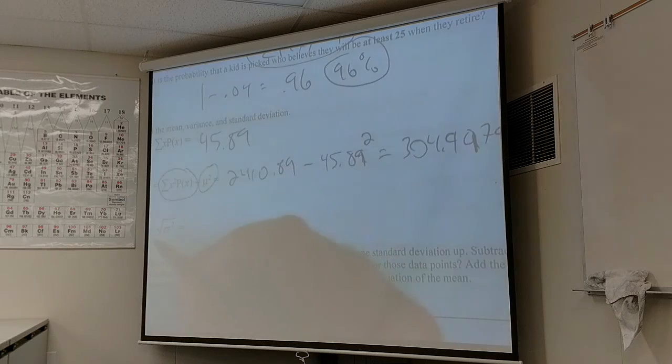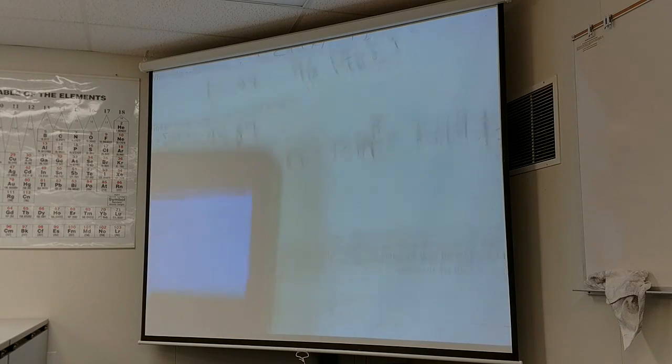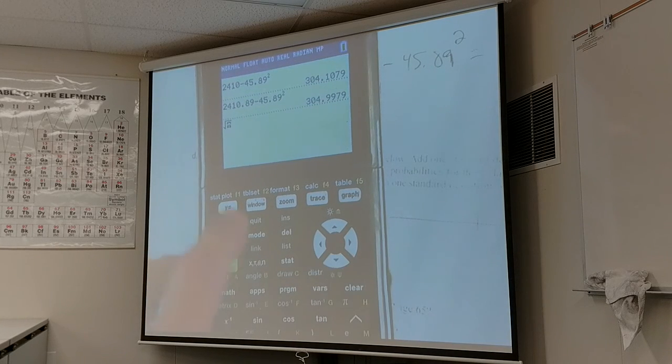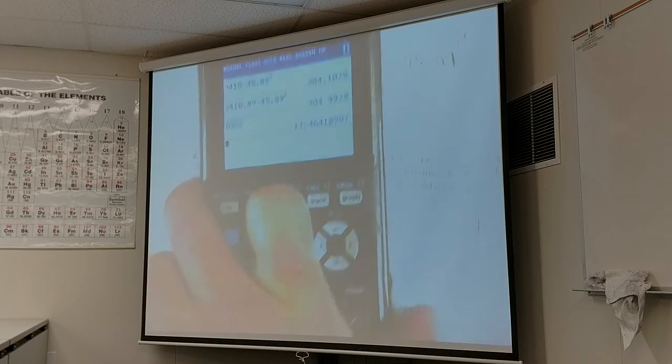And then, of course, to get the standard deviation, I just take the square root of that bad boy. So I square root. Get out of there, complex. Square root the answer, and I get 17.464.